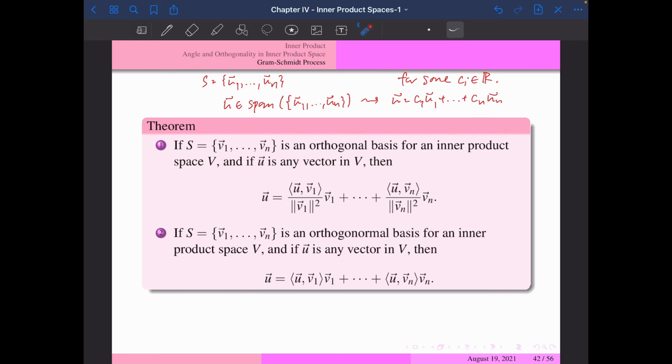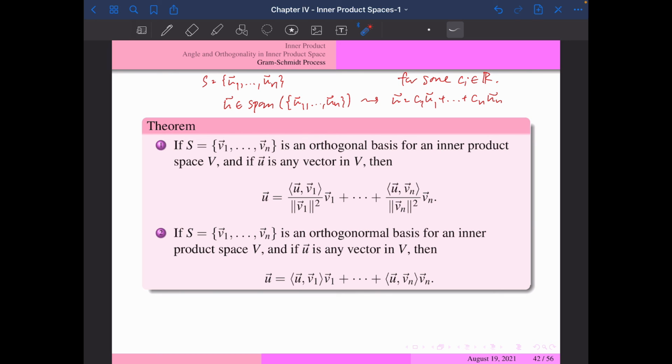So we can show that if S is an orthogonal basis for an inner product space V, and u is any vector in V, then u is equal to the linear combination of v1 to vn, where u equals the inner product of u and v1 divided by the norm of v1 squared times v1, plus blah blah blah to the inner product of u and vn divided by the norm of vn squared times vn.